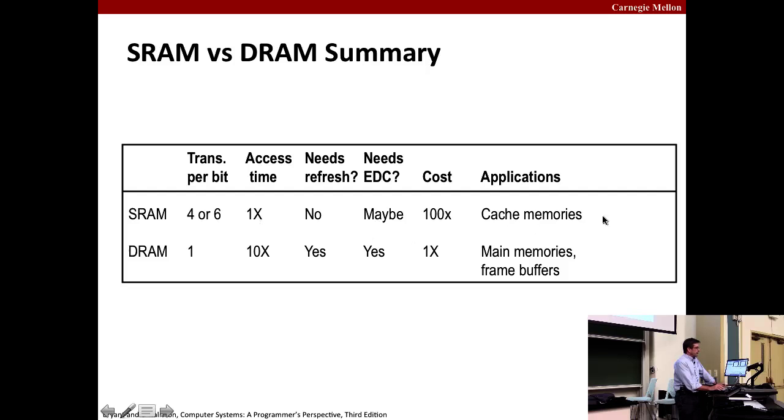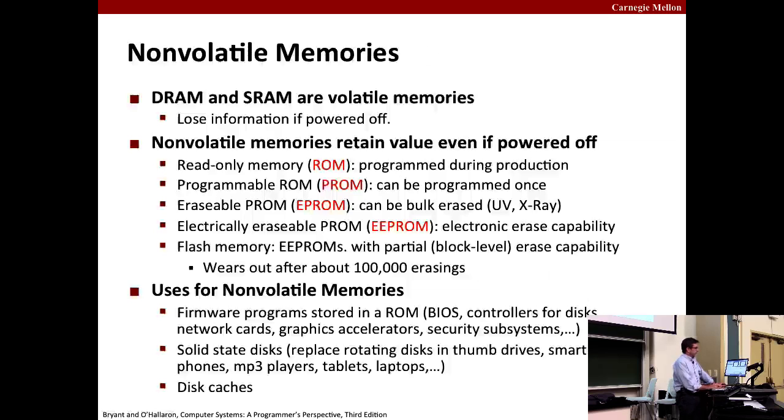We find SRAMs being used in these small, fast memories on chip called cache memories. Okay, and we're going to learn all about those on Thursday. And then DRAM is the workhorse used in main memories and the frame buffers associated with graphics cards.